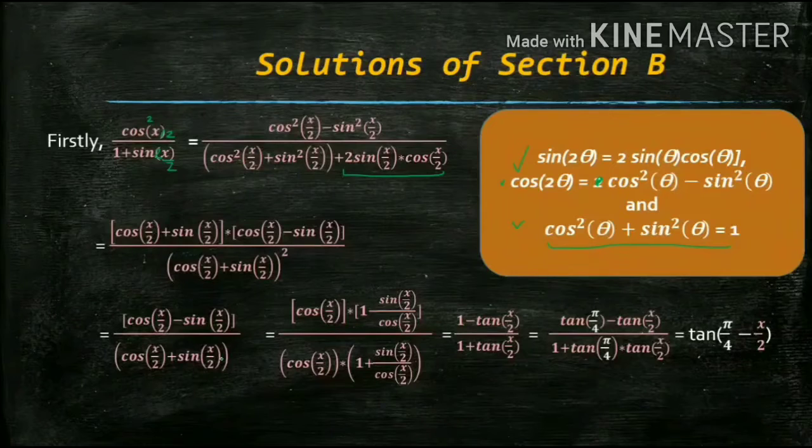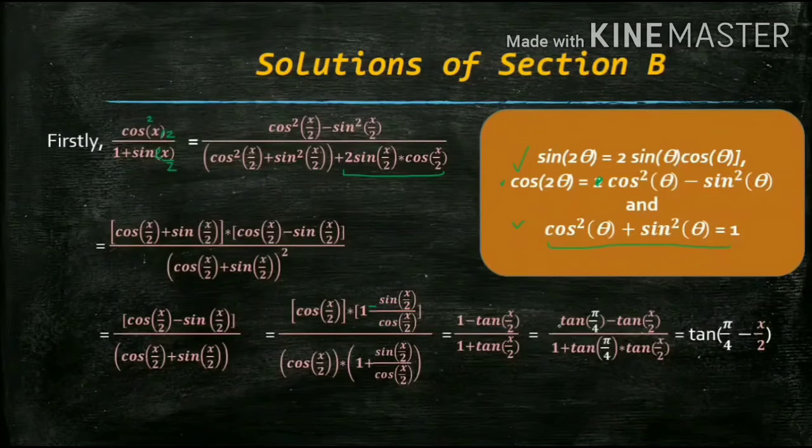Now what you can do? Take cos x by 2 common from numerator and denominator. So it would be 1 minus sin x by 2 over cos x by 2, and 1 plus sin x by 2 over cos x by 2. Cancel this cos, so you'd be having 1 minus tan x by 2 over 1 plus tan x by 2. Why I did this? Because I have to convert this in tan term, so I'll take sin over cos as tan.